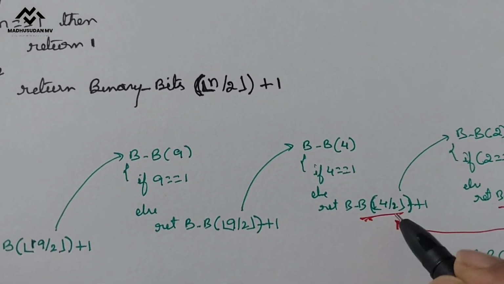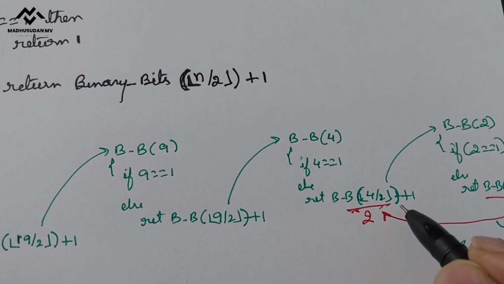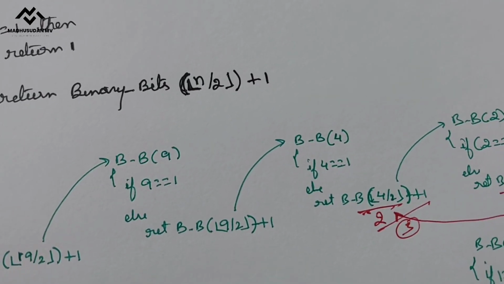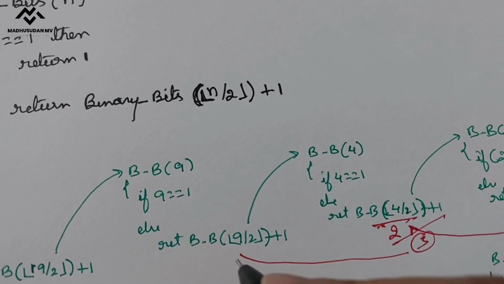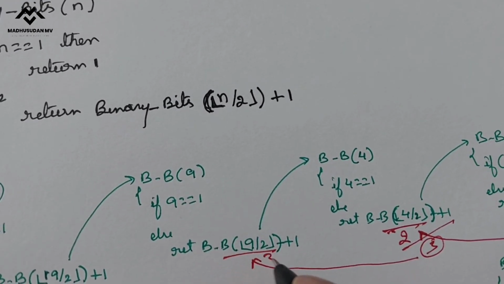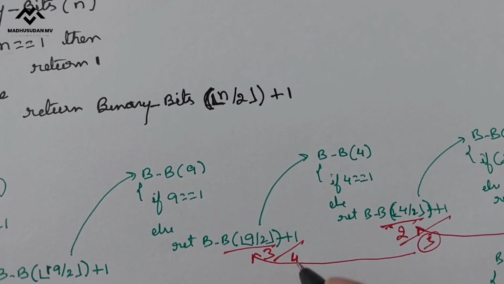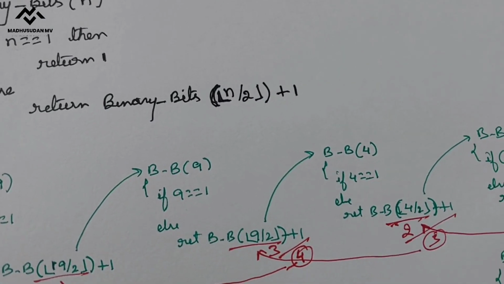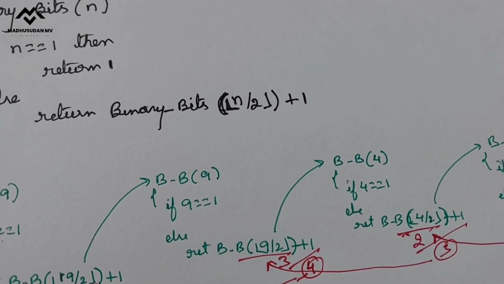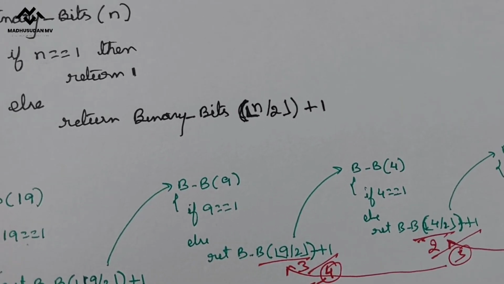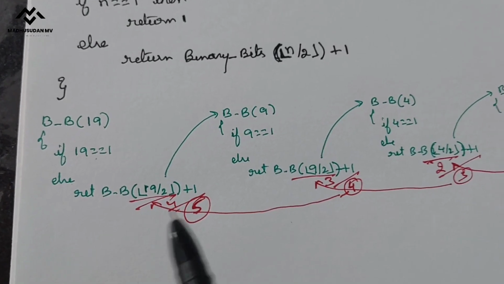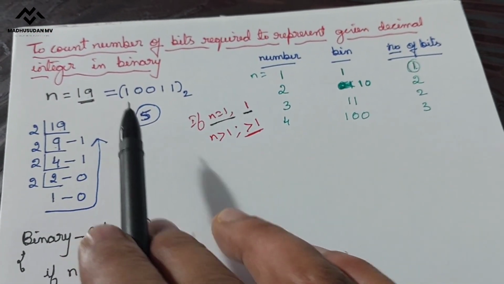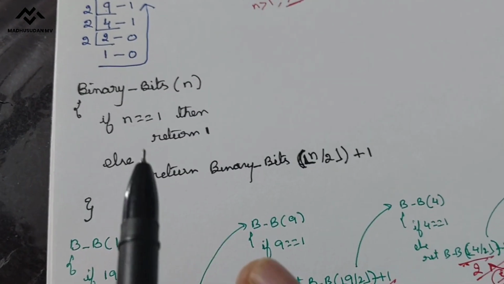Now this will be replaced by what? 2. So this is plus 1. Okay, 2 plus 1 is 3. Now 3 will be returned in this place. So now this will be replaced by 3. 3 plus 1 is 4. 4 is replaced in this position. Now this is 4. 4 plus 1 is what? 5. So it returns 5 to its function. So now finally we need 5 bits to represent the given decimal number 19. So this is how this algorithm works.